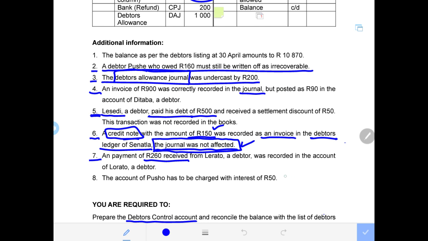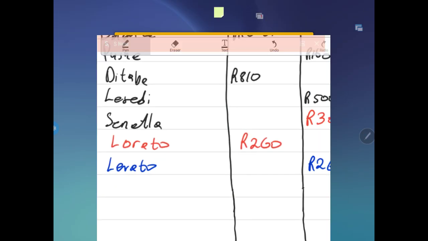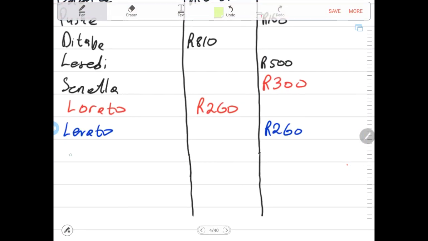So now interest will affect our debtors control and also affect our list of debtors. They did not say anything about the journal. Obviously, this would not have perhaps surfaced on the journal. So now we need to record this interest under the list of debtors. Now we're saying, Pusho, we are billing you 50 Rand of interest. Your account will increase because they are saying you have not paid us, we are charging interest.